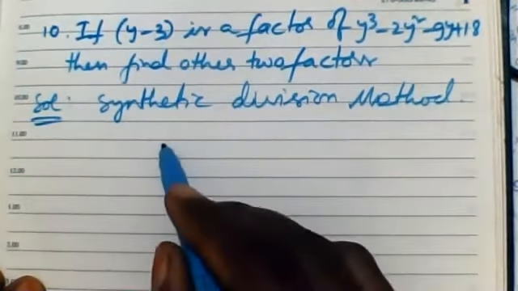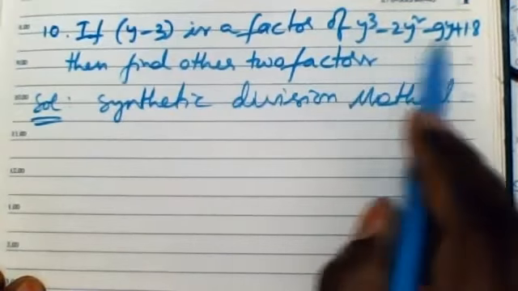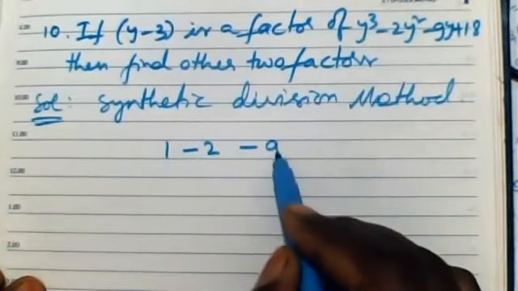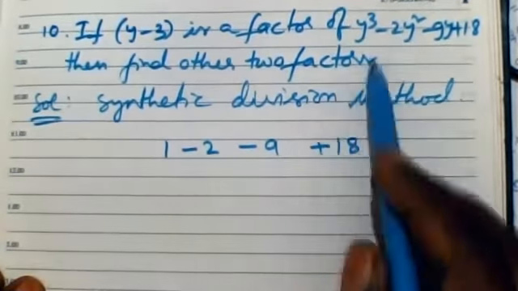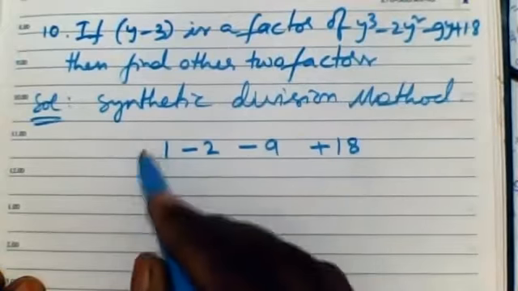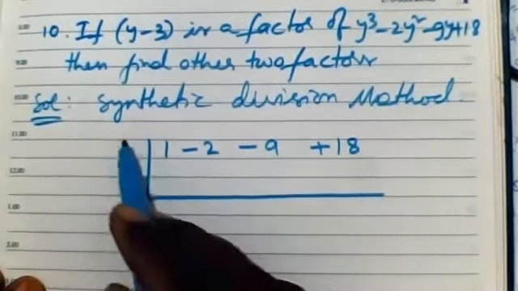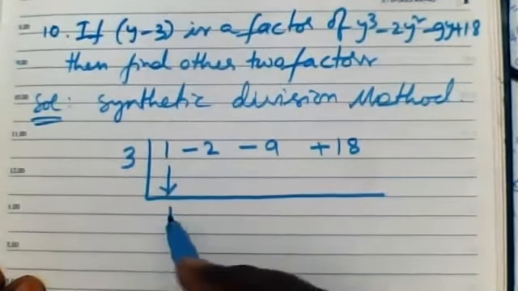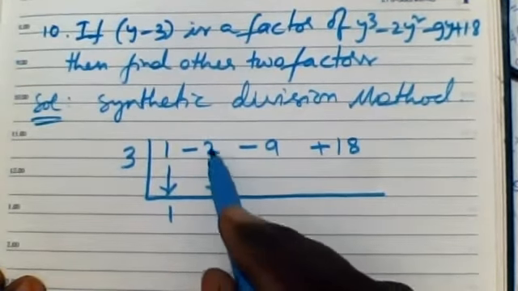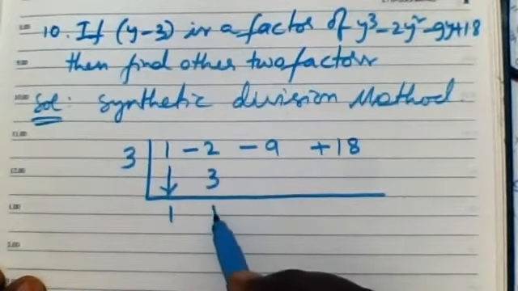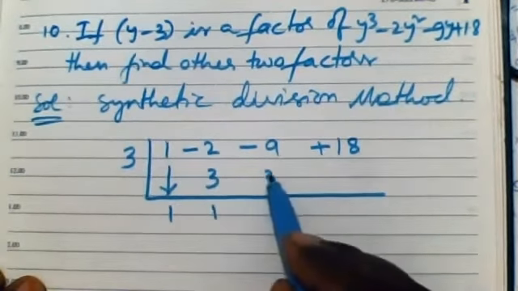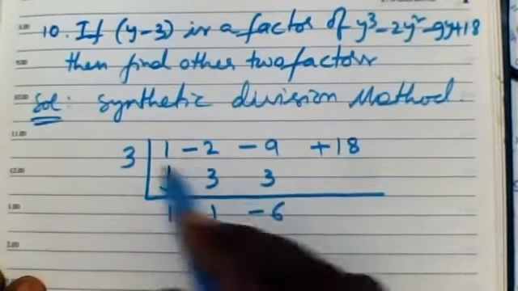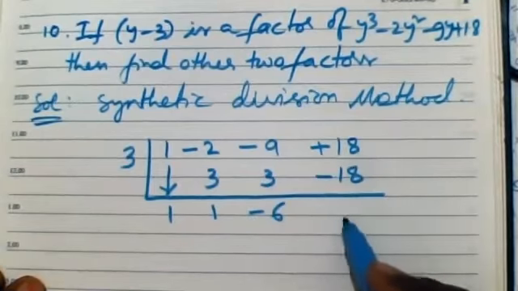So here I'm taking the coefficients of this polynomial: 1, minus 2, minus 9, plus 18. Isn't it? These all are the coefficients of this polynomial. Now I'll take here 3 as a factor. So first term I should write as it is. So 1, 3 is 3. Add karo. 3 minus 2 is 1. 1 3 is 3. 3 minus 9 is minus 6. 6 3 is 18. Minus 18. You got 0.